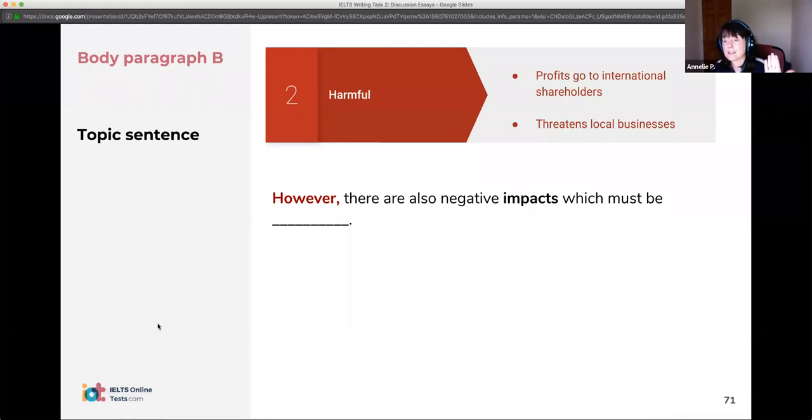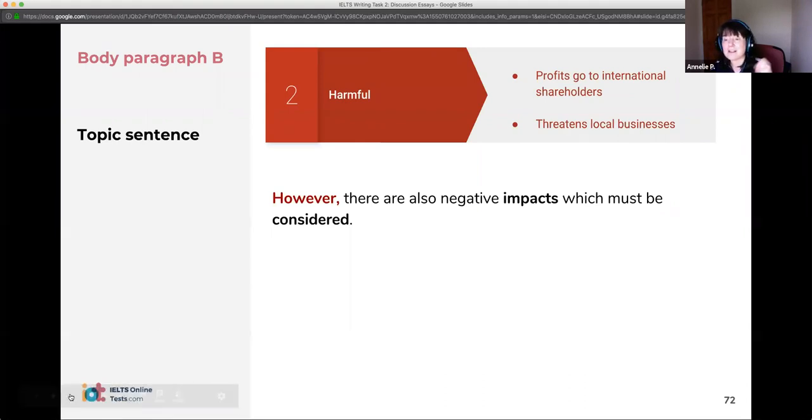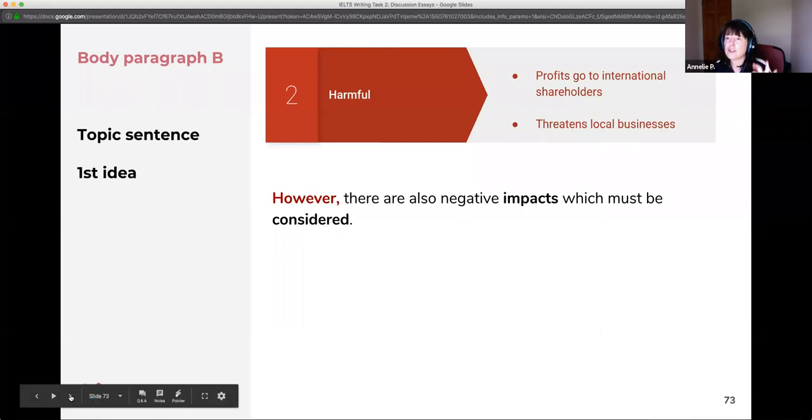Yeah. Results, which must be, okay, very good. Considered or addressed. Very nice. That's good. Oh, I missed the name. Okay. We've gone for considered. Highlighted works as well, David. That's very nice. Yeah. And Samin. So, introduce the first idea on that side, okay?